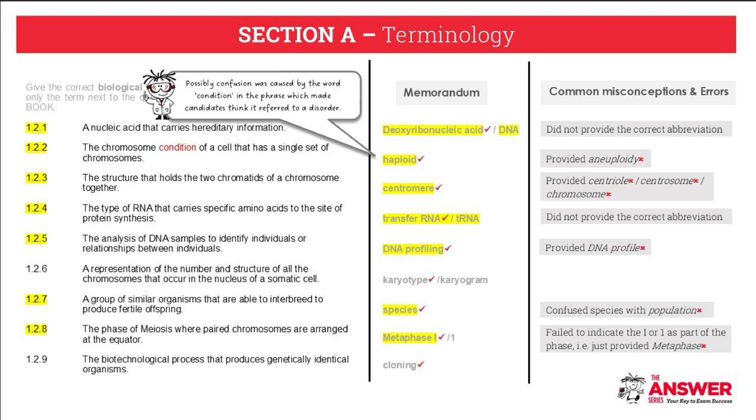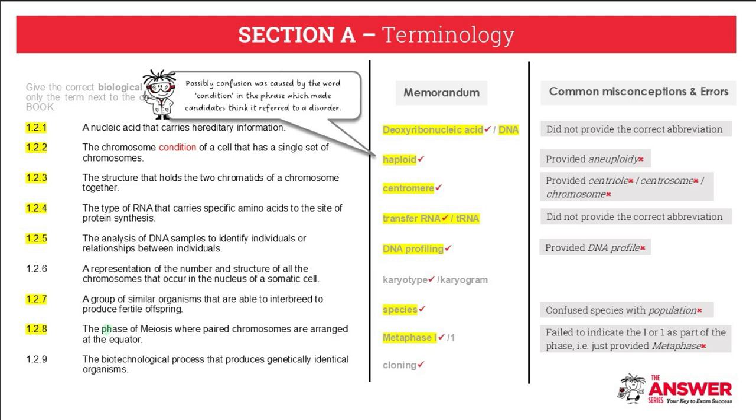Question 6, a representation of the number and structure of all the chromosomes that occur in the nucleus of a somatic cell is called a karyotype. In this exam, karyogram was also accepted. Question 7, a group of similar organisms that are able to interbreed to produce fertile offspring is the definition of a species. This was confused with the definition of a population, and in the previous video, we went through an example of how to explain the difference between these two terms.